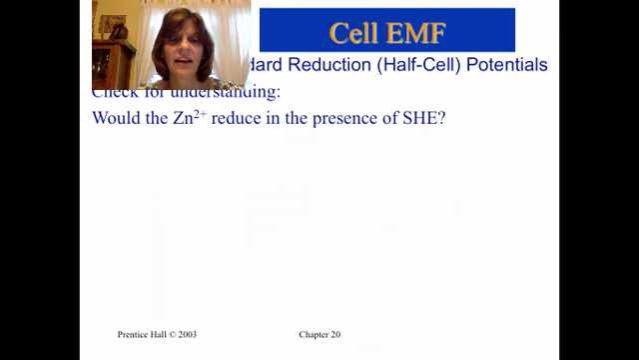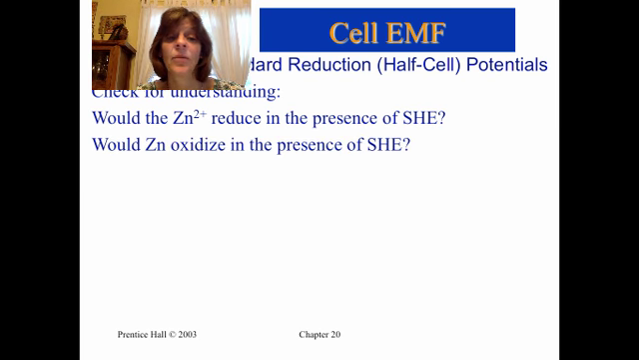Okay, so let's check. Would the zinc 2 ion reduce in the presence of the standard hydrogen electrode? Nope. Would the zinc oxidize in the presence of the standard hydrogen electrode? Yes. It's lower on the table, therefore it is less likely to be reduced and more likely to be oxidized as compared to something above it, such as hydrogen.